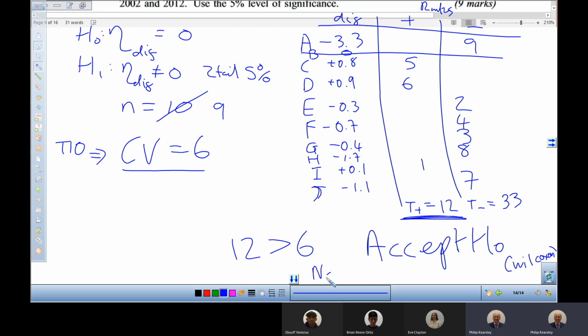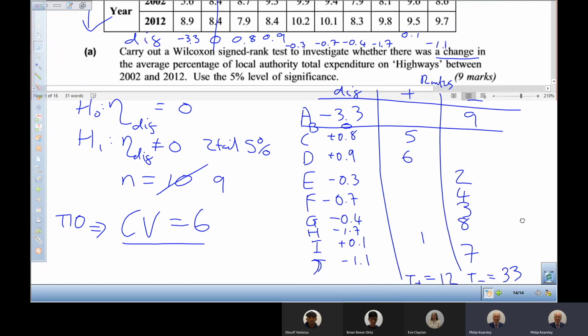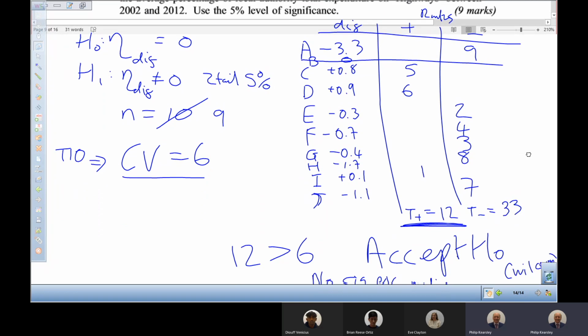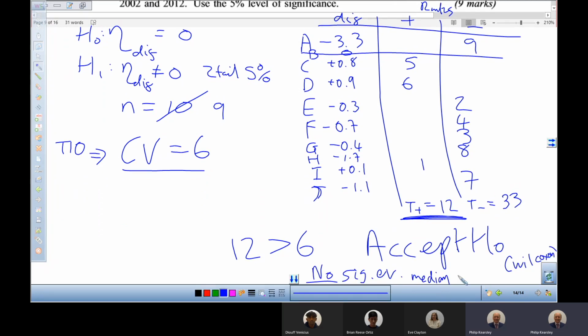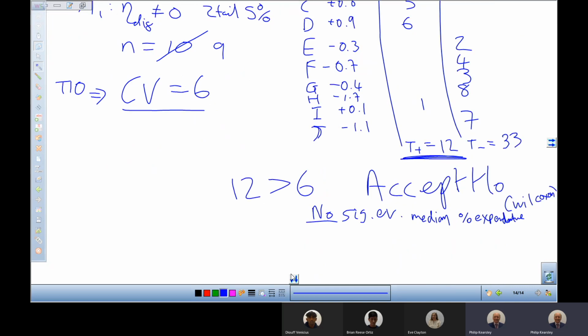Accept the null hypothesis. And the reason why we're accepting H0 is because there's no significant evidence to the alternative. No significant evidence that the median percentage of expenditure spent on highways.